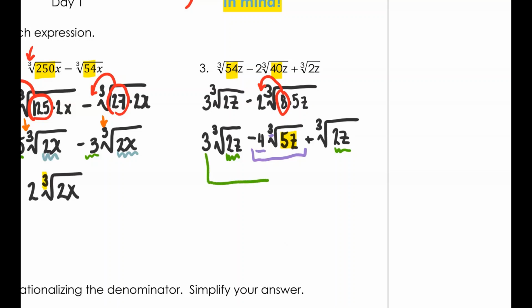We can combine the first and the last term, and notice that a 3, and this last term has a coefficient really of 1, but we don't write it down. So that's going to give us a sum of 4. So I've got 4 on the cubed roots of 2z minus 4 on the cubed roots of 5z. And this would be your final answer. You can't take that any further. And again, that's because the radicands are not the same. Therefore, they are not like terms.